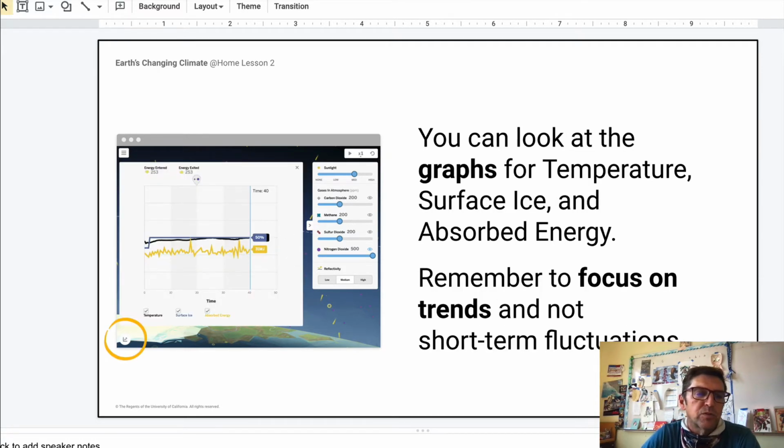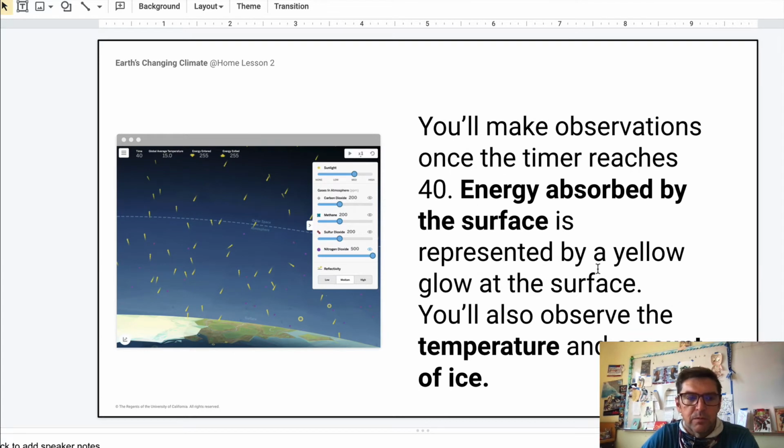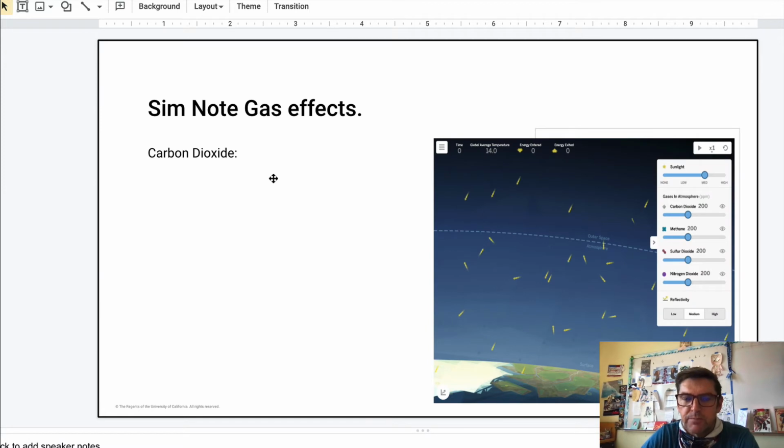Now, this graphing we'll do another time. So right now, simple. I'm going to play the sim. I'm going to change one gas at a time. You are going to open your slide and you're going to write down the changes. All right, let's do this.